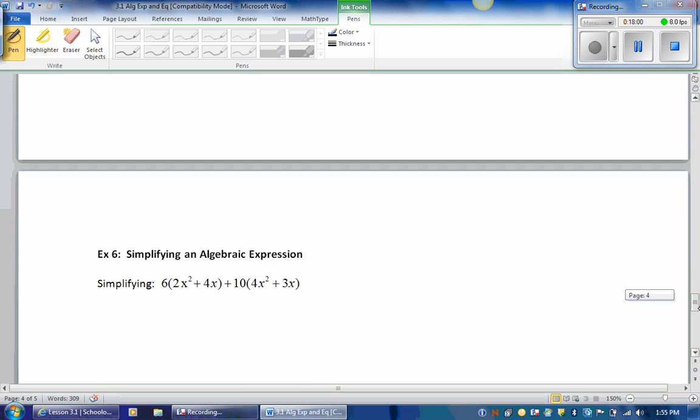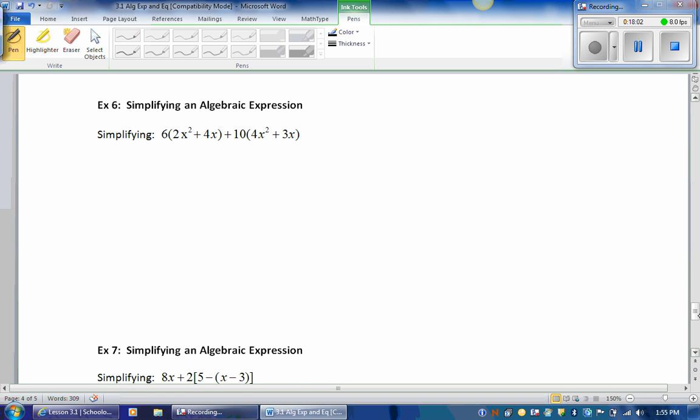All right, let's try another one. So it looks like I'm going to have to actually go and distribute twice here. So we're going to go ahead and do that. Get rid of these parentheses. 12x squared plus 24x plus 40x squared plus 30x.